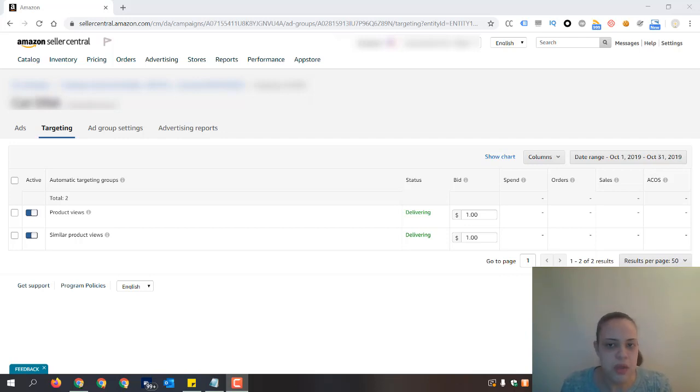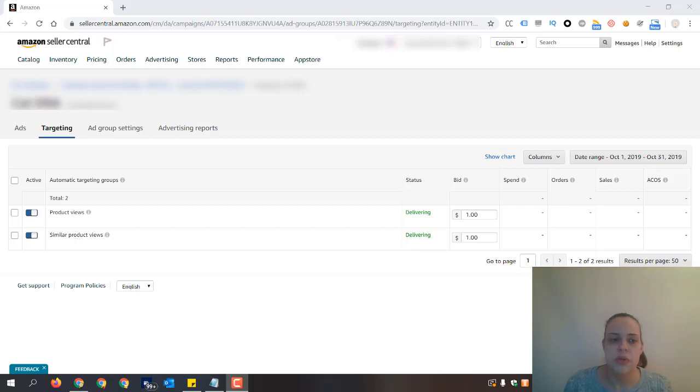And basically, as you can see, there are two targeting groups coming from display campaigns. The first one is product views and the other one is similar product views. Basically, you can now choose whether you only want to target people who saw your products and then chase them all around the Amazon display network, or you want to target competitors' products.